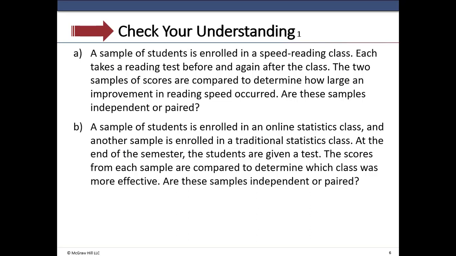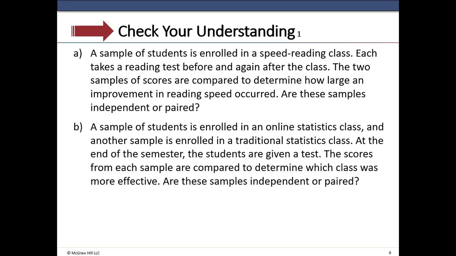So, paired measurements. And then the next one, part B: a sample of students is enrolled in an online statistics class. Another sample is enrolled in a traditional statistics class. At the end of the semester, the students are given a test. The scores from each sample are compared to determine which class was more effective. Are these samples independent or paired?